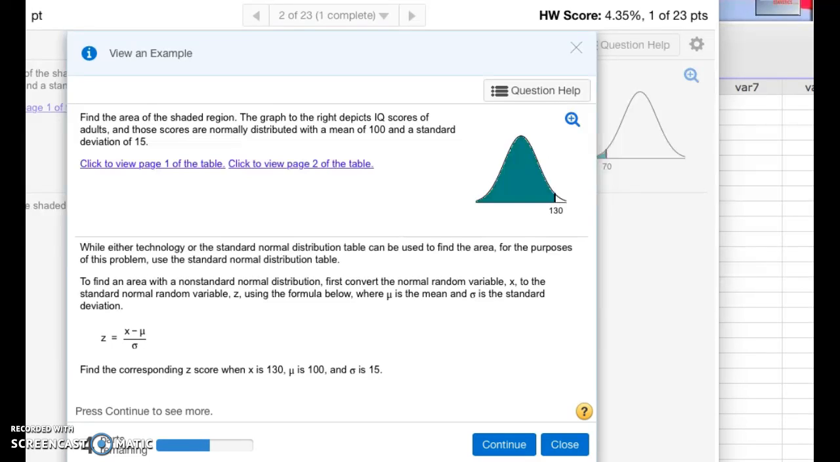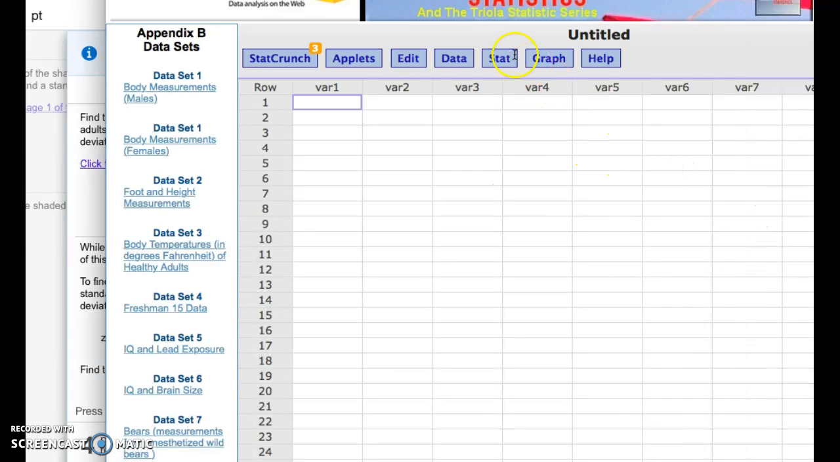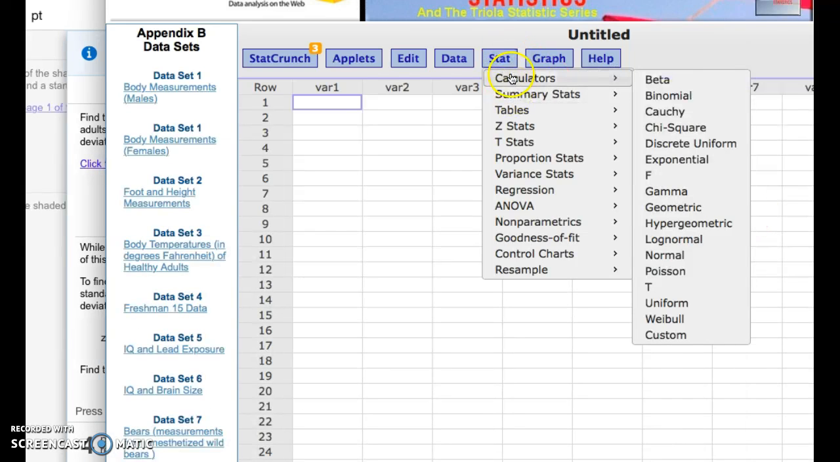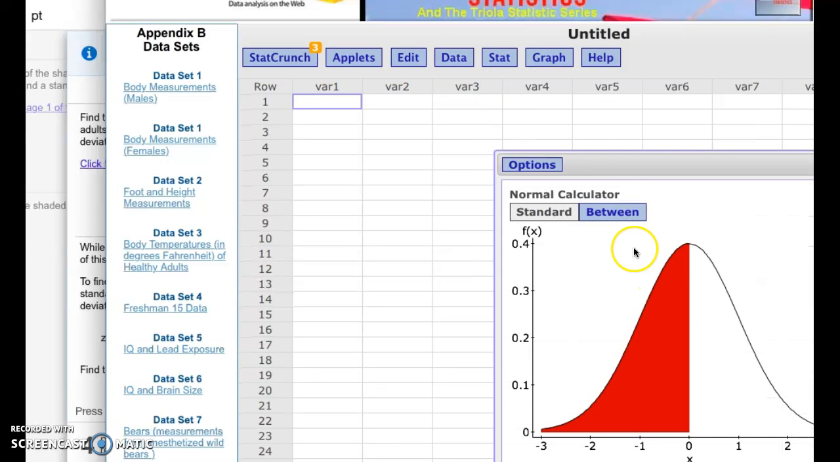So here I'm going to do an example where you're given the sample mean and the sample standard deviation, as well as a number on the x-axis that you would like to convert to a z. So the first thing I'll do is go to StatCrunch, select Stat, Calculators, Normal. I can still use this.